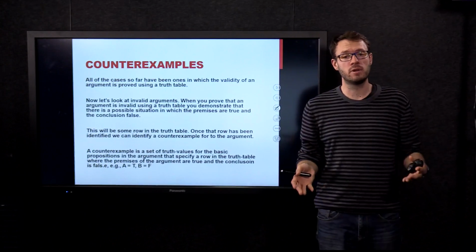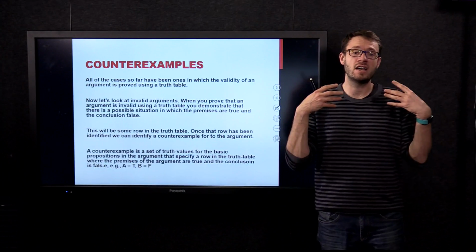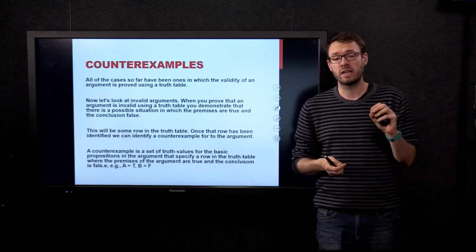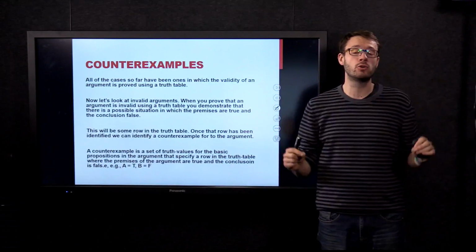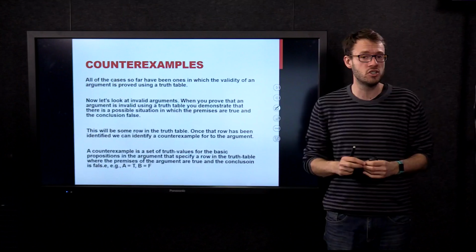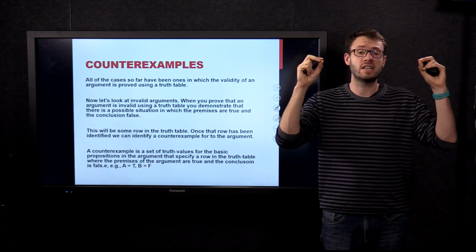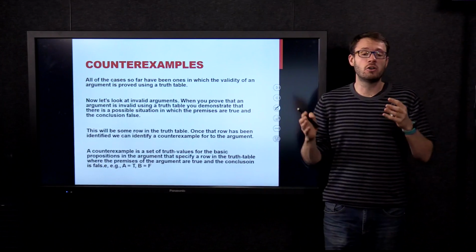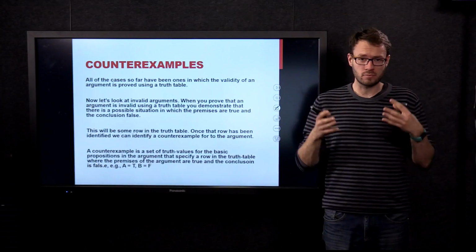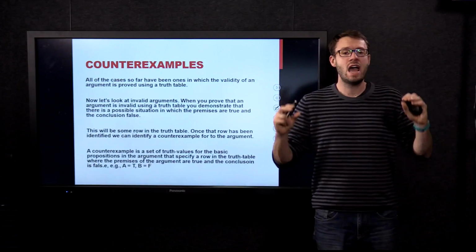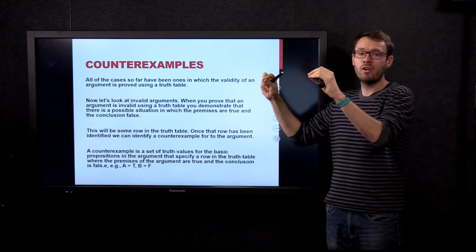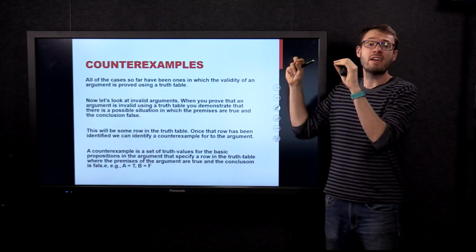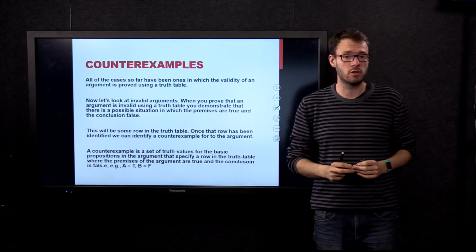A counterexample to an argument, very roughly, is just a situation that makes the argument invalid. More carefully, at least in propositional logic, a counterexample is a row in the truth table in which the premises are true and the conclusion is false. To draw out a counterexample, we isolate that row and pull it out and say, look, here's a row where the premises are true and the conclusion is false, and because of that, there is a possible situation in which the premises are true and the conclusion is false.